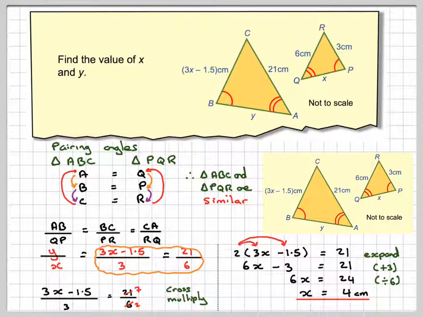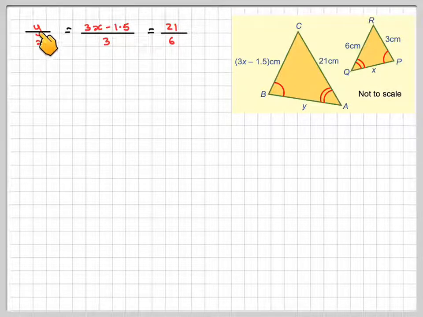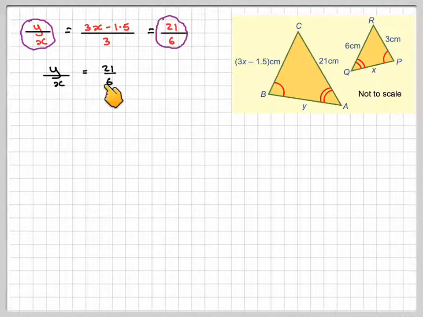Right, having got that, we now need to find y. The only thing that has y is this, and the one we've got the two numbers here is that, so we're going to use those two. I'm going to write down y over x is equal to 21 over 6. Again, we're going to say that 3 goes into 6 twice and into 21, 7, you don't have to do that, but it just makes the numbers easier. We already know that x is 4, so we're now going to write down y over 4, because x is 4, is equal to 7 over 2.